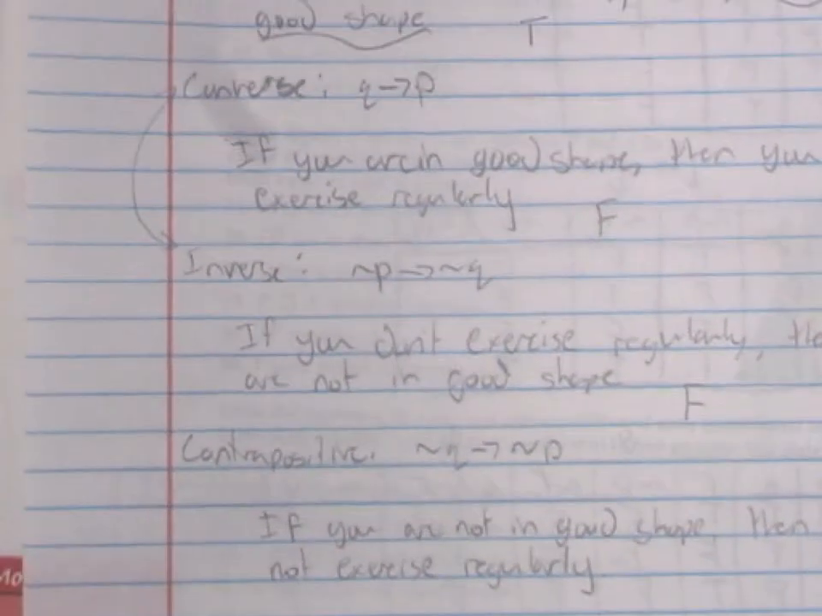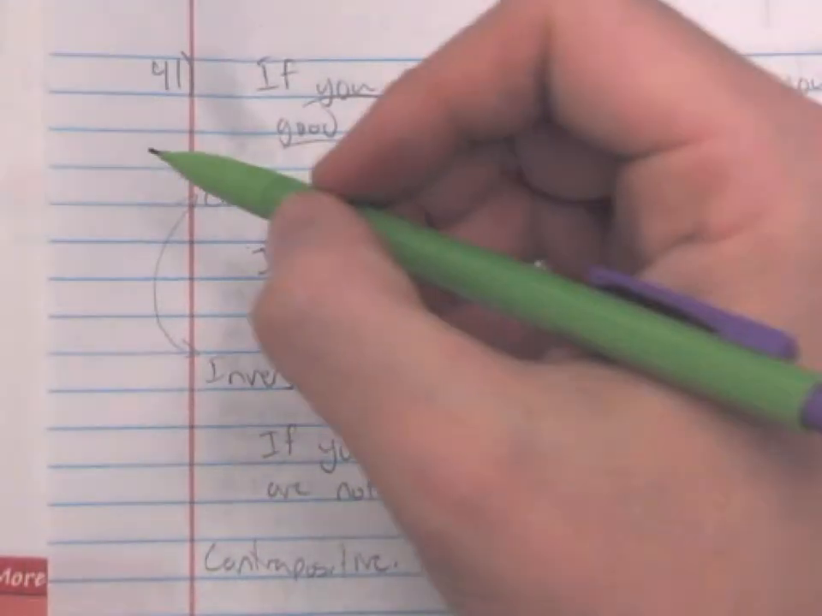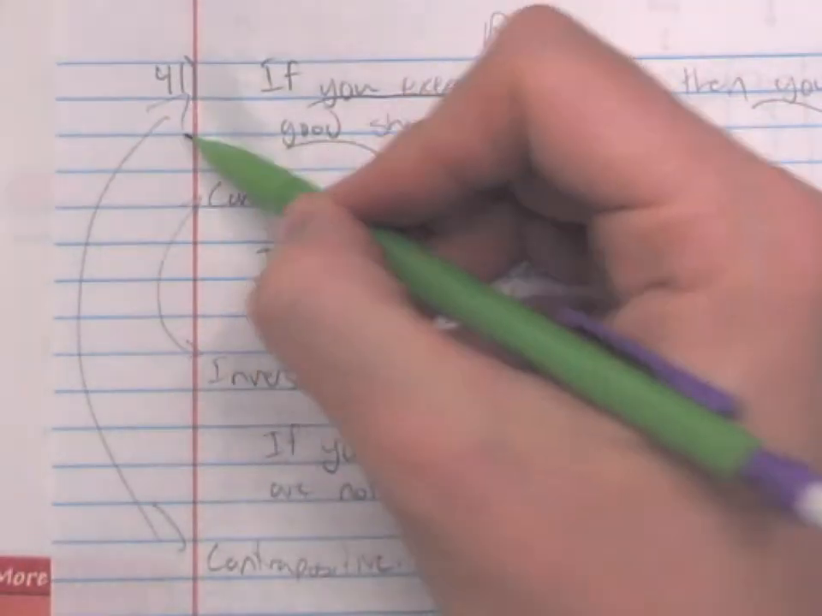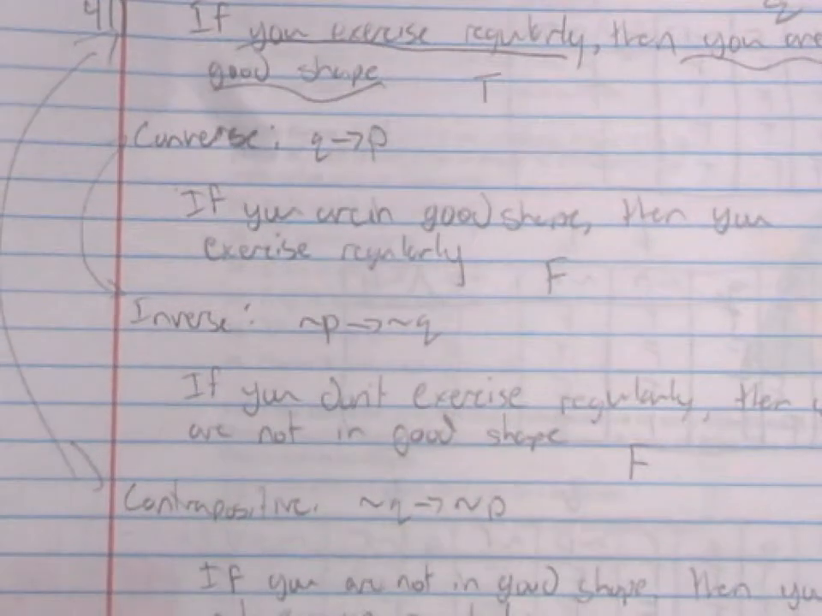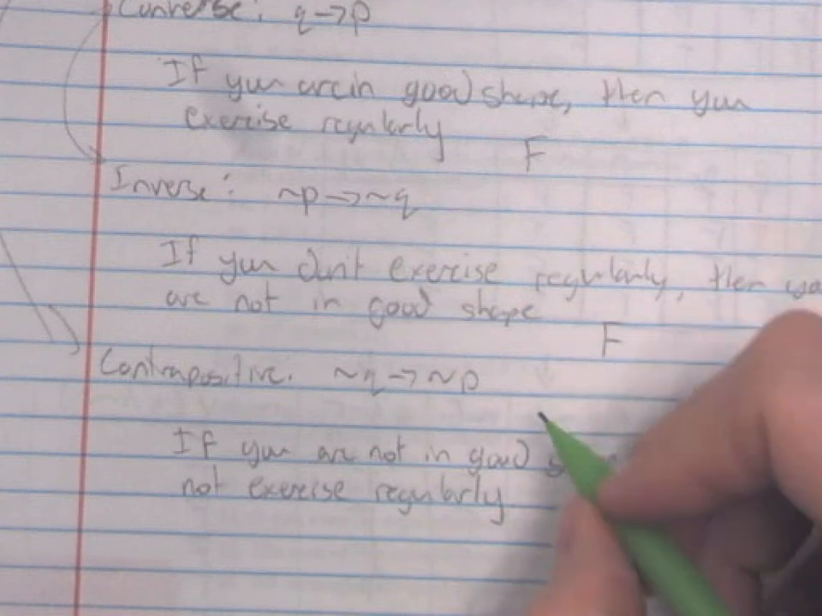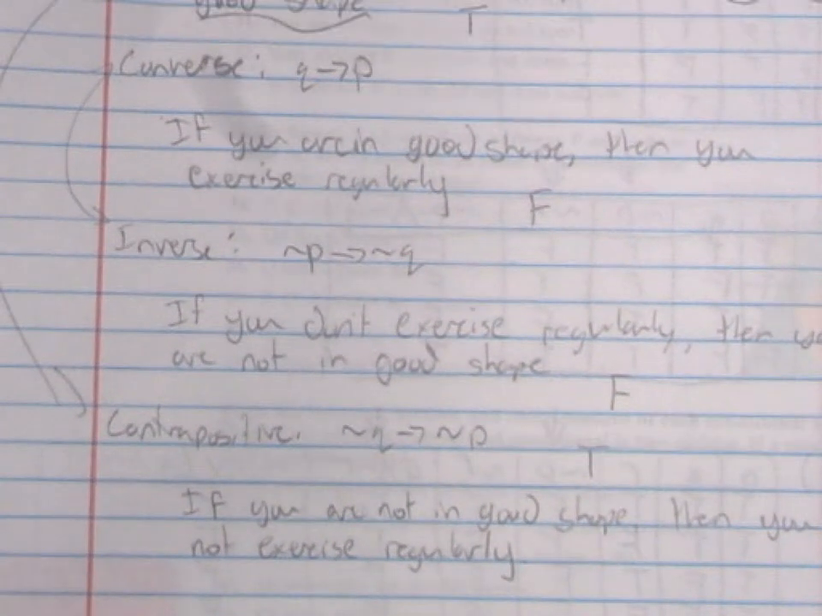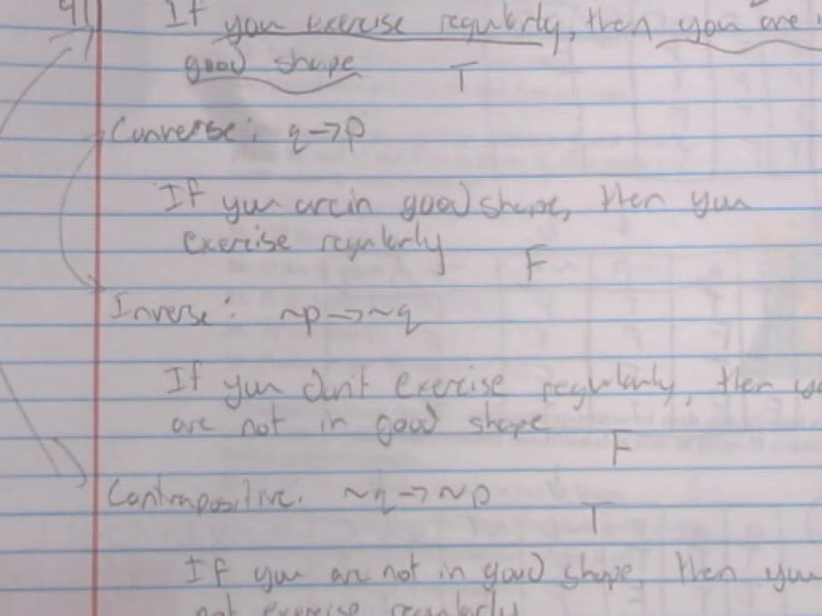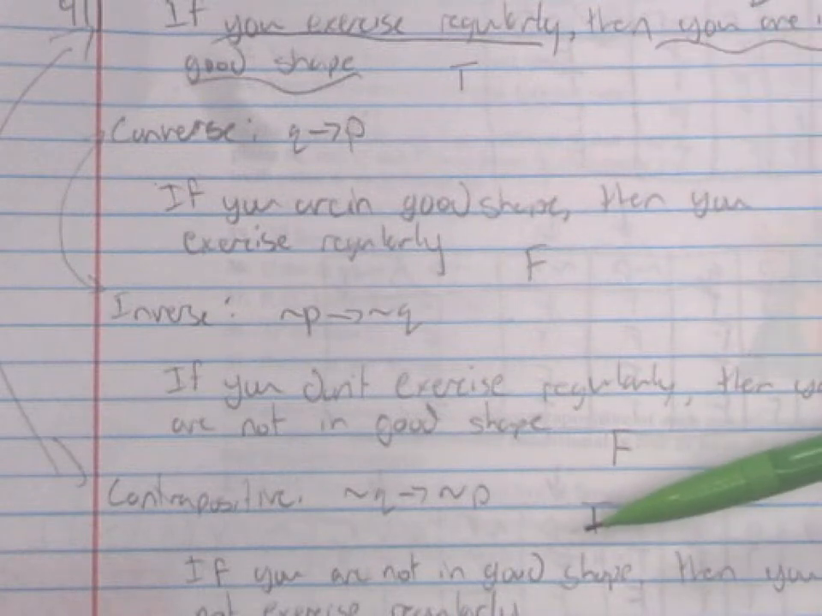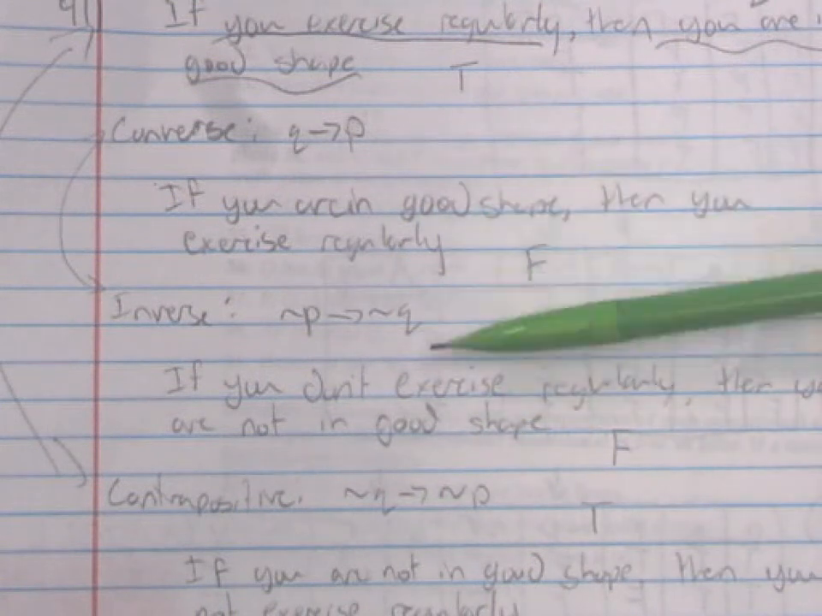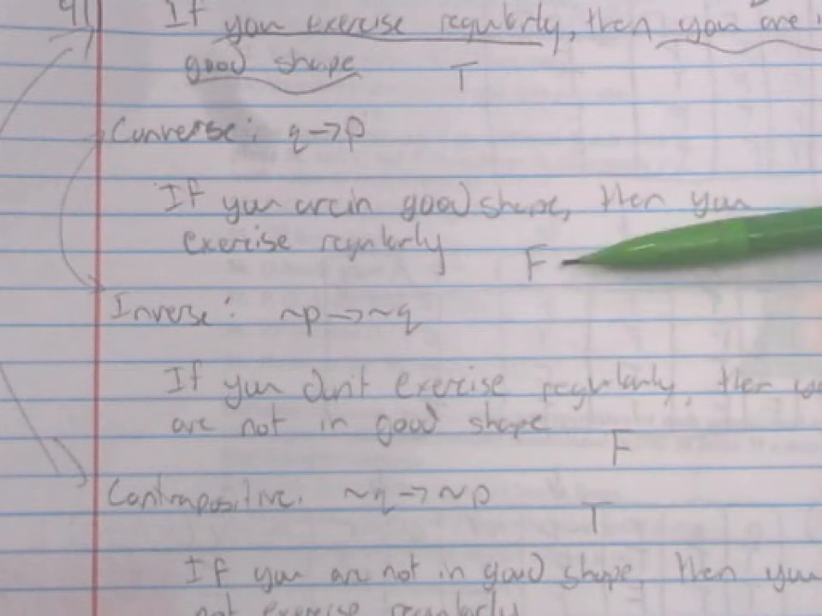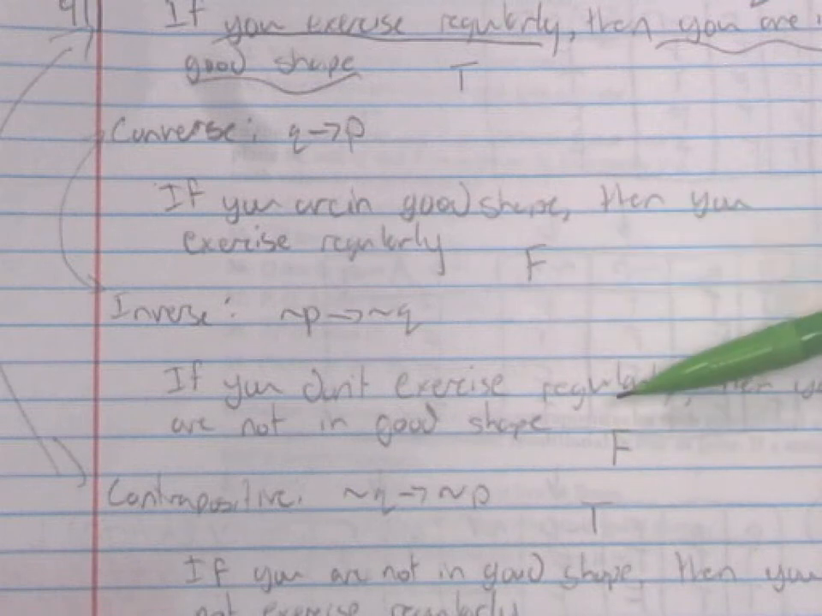Okay, now the contrapositive and the original statement always have the same truth value. Okay, so if the original statement is true, and we said it was, then the contrapositive will also be true. Okay, those always go together. So we call these logically equivalent. The original conditional statement and the contrapositive are always logically equivalent. The converse and the inverse are always logically equivalent to each other, meaning they always have the same truth value.